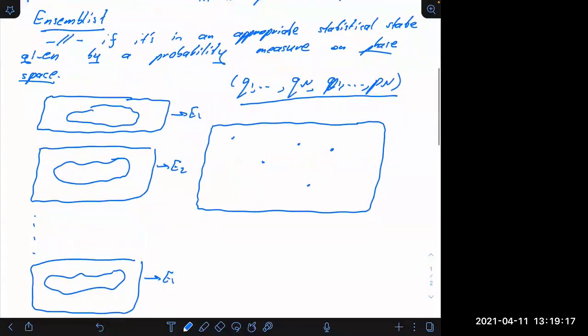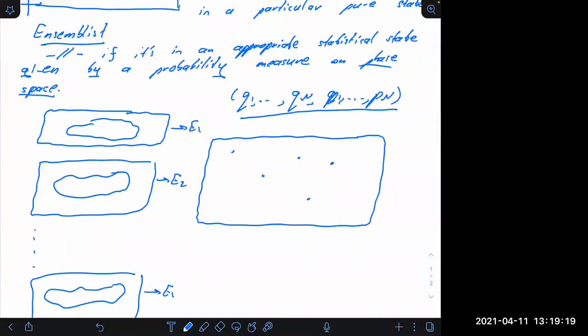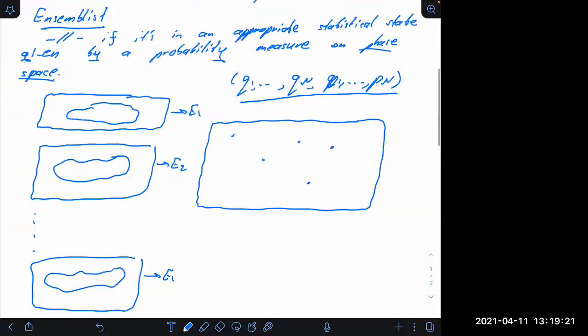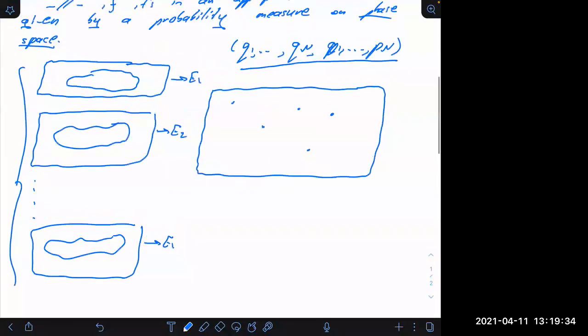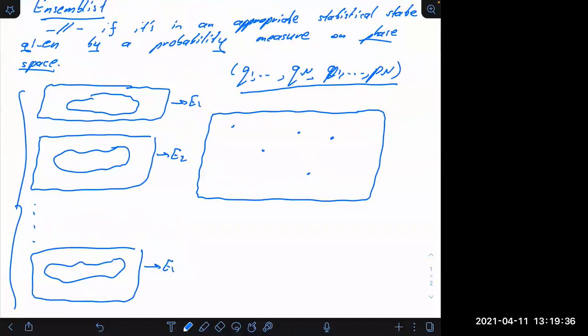Then what the ensemblist approach says is that the system is in thermal equilibrium if, for the distribution of the states it can obtain, the probability of it being in each state is defined by some formula, by some particular probability distribution. And we're going to talk about what that probability distribution is exactly in a second.